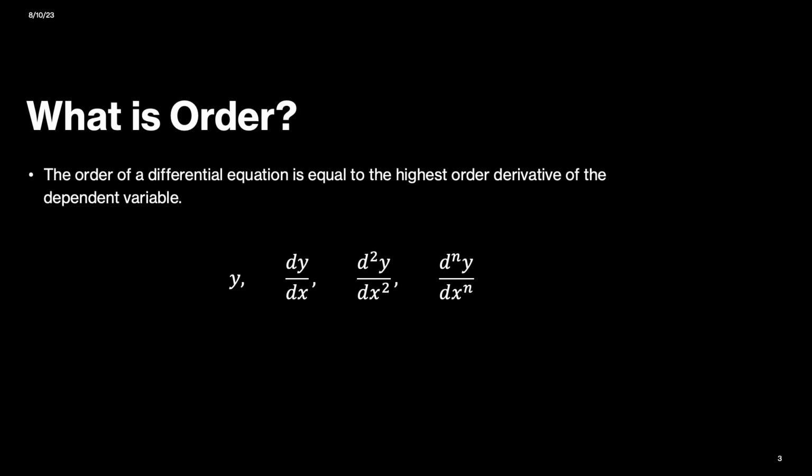To look at order is to think about how many times the dependent variable has been differentiated. So y is the base, so it would be 0 times differentiated, so it would be 0 order. And then the derivative of y is dy dx, which has been differentiated once, so it would be order 1. And then for this, it has been differentiated twice, so it'd have order 2.